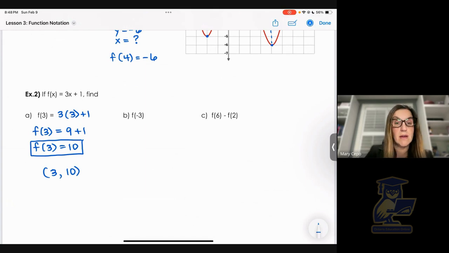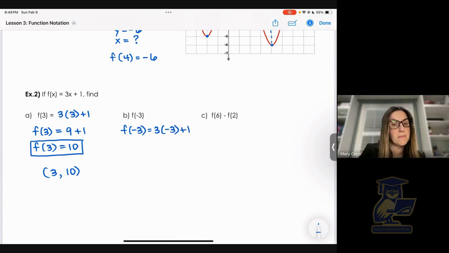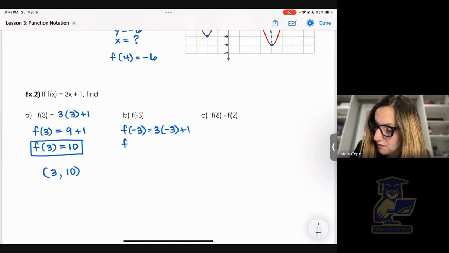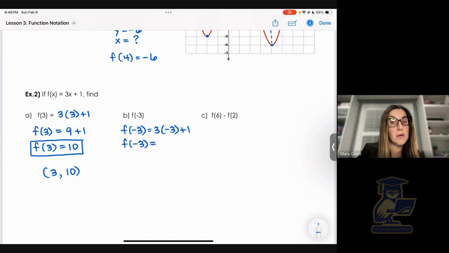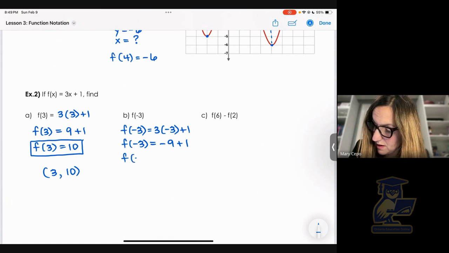Now for B, f at -3. So what would that be? In our function, wherever we see x, we would replace it with -3 and then simplify. So f at -3 is equal to 3 times -3, always in BEDMAS, multiply before adding. So -9 plus your 1, f at -3 is equal to -8.